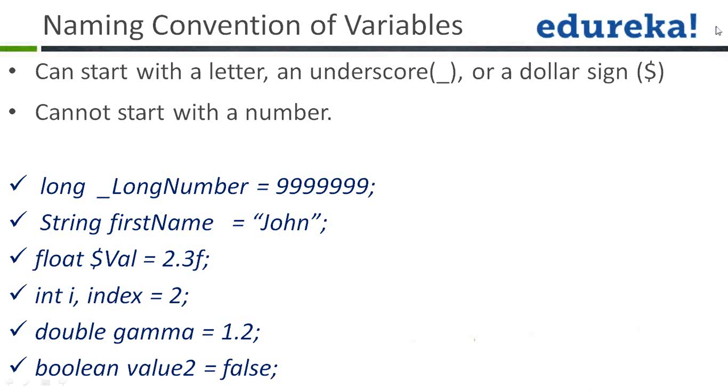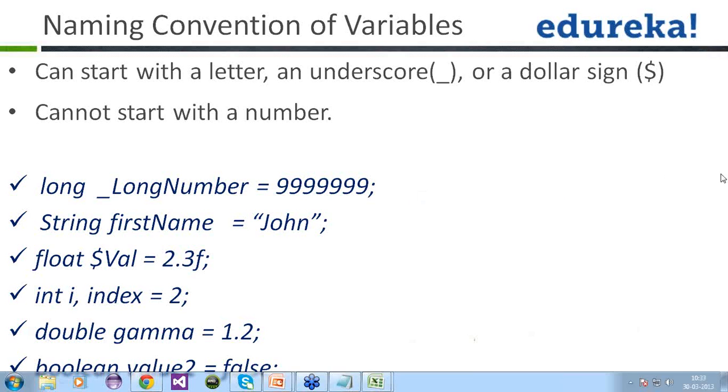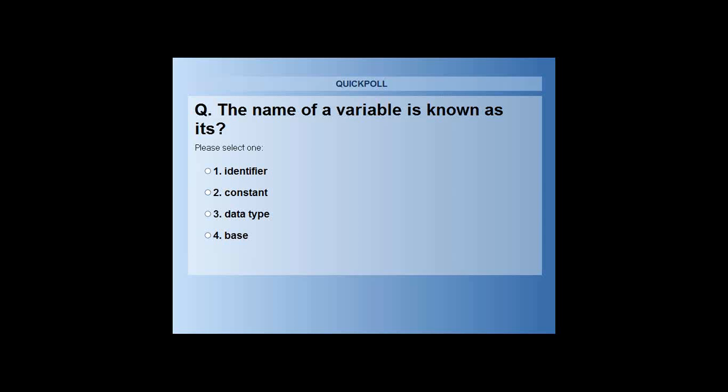Now, on this note, I'd like to ask one more question to all of you. The name of a variable is known as its identifier, constant, data type, or base. You just have to click on the polling screen once again and cast your answers.